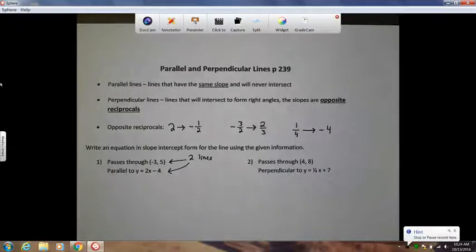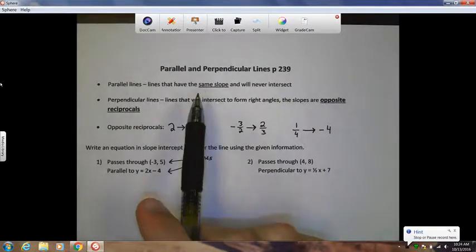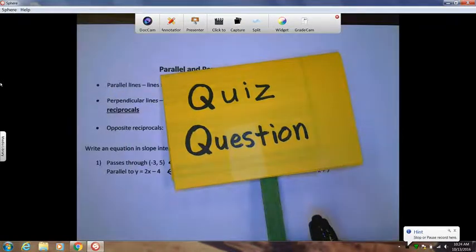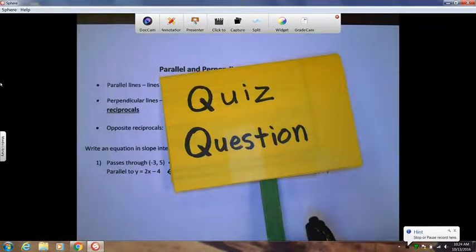Parallel and perpendicular lines. So make sure you read through this and study it. Parallel lines have the same slope and will never intersect. So that's definitely a quiz question. That's something you need to have memorized.